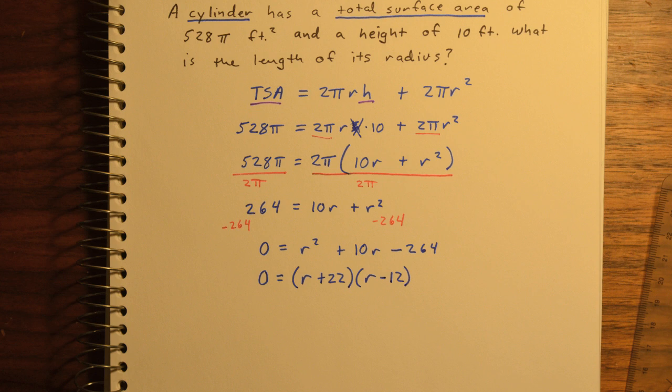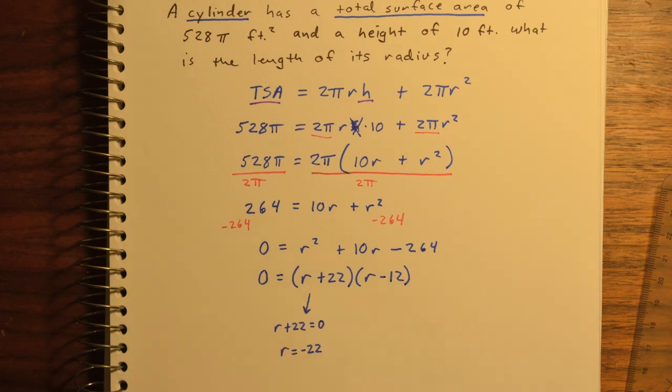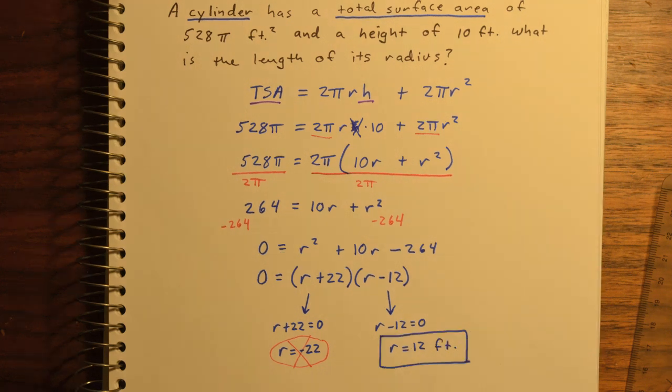Well, positive 22 and negative 12 work. And so there are our factors. The first factor, r plus 22, if that equals 0, then r equals negative 22, or r equals 12. Now, algebraically, both of those answers are correct. But in terms of geometry, r equals negative 22 makes no sense. And so we have a radius of 12 feet. And there's our final answer.